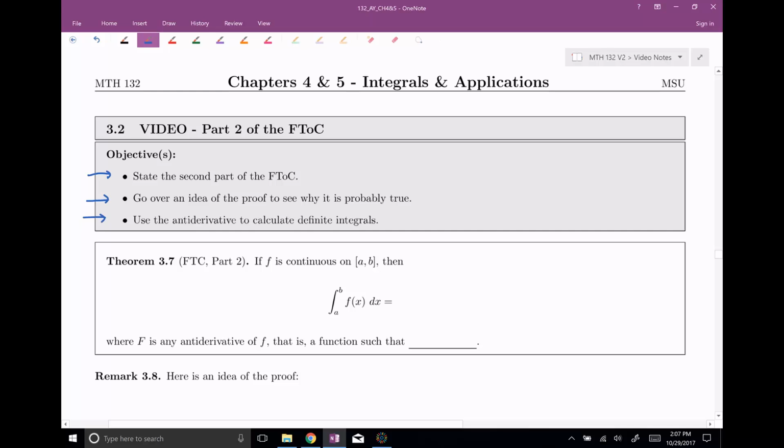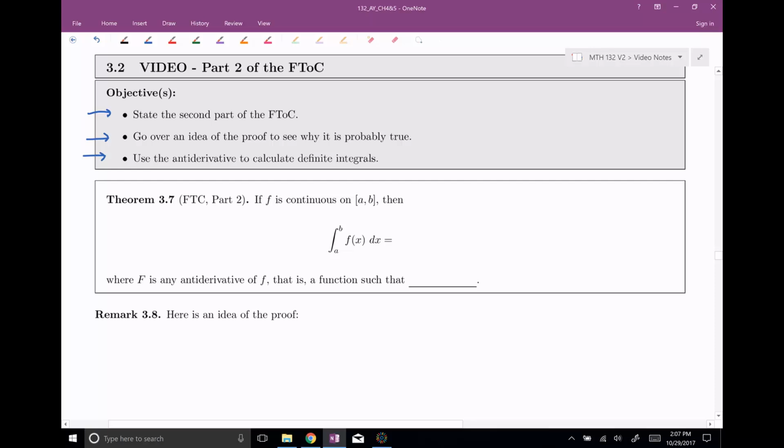Okay, so the first thing, what does the second part of the fundamental theorem of calculus say? If we have a nice continuous function on an interval from a to b, and we'd like to get its definite integral, the integral from a to b of f of x dx, the claim is this is going to be equal to capital F of b minus capital F of a, where capital F is any antiderivative.